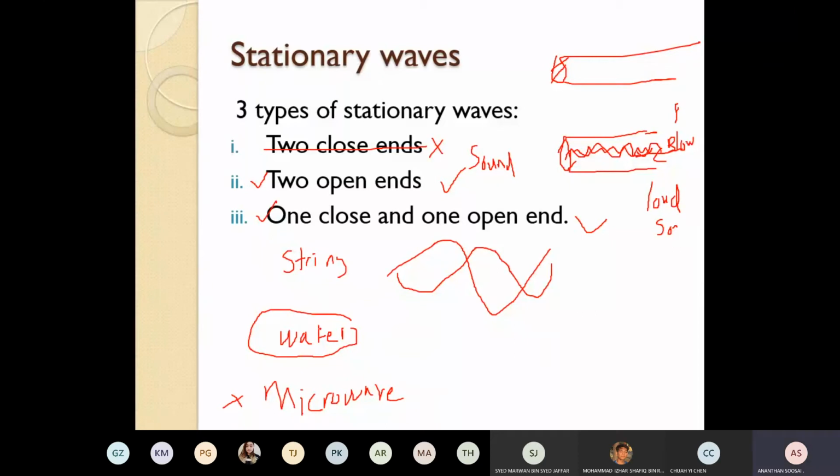Okay, a progressive wave is just one wave moving forward. But a stationary wave is actually made of two progressive waves traveling in opposite directions, producing a stationary wave. For a progressive wave, superposition is not involved. For a stationary wave, superposition is involved. So two waves need to be superposed to form a stationary wave. Okay. Any questions so far?